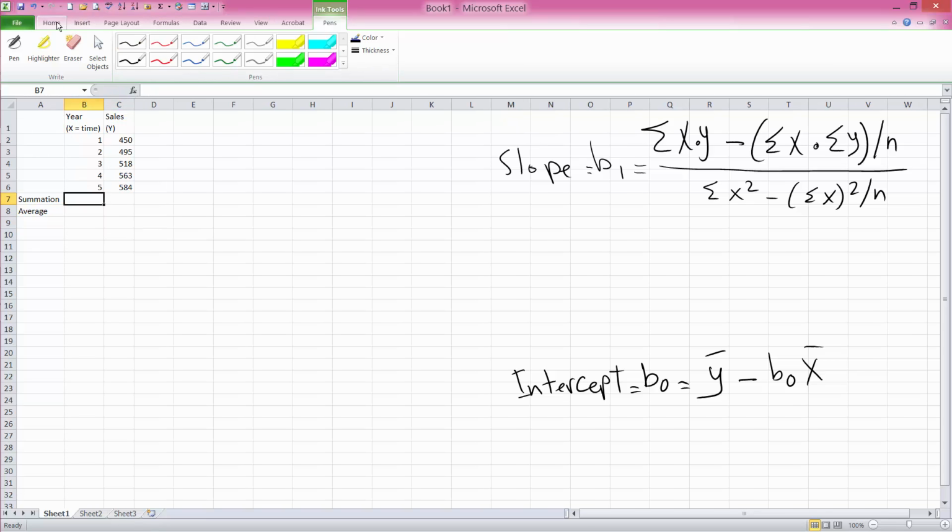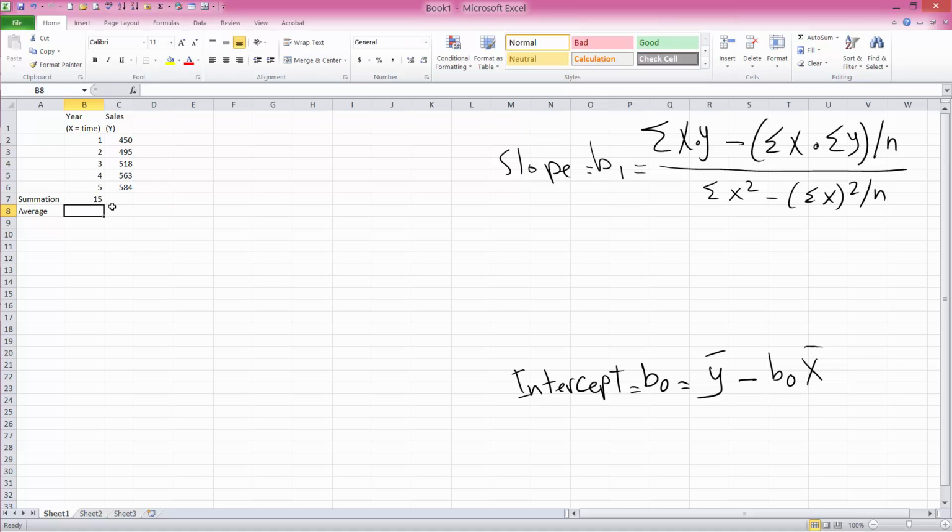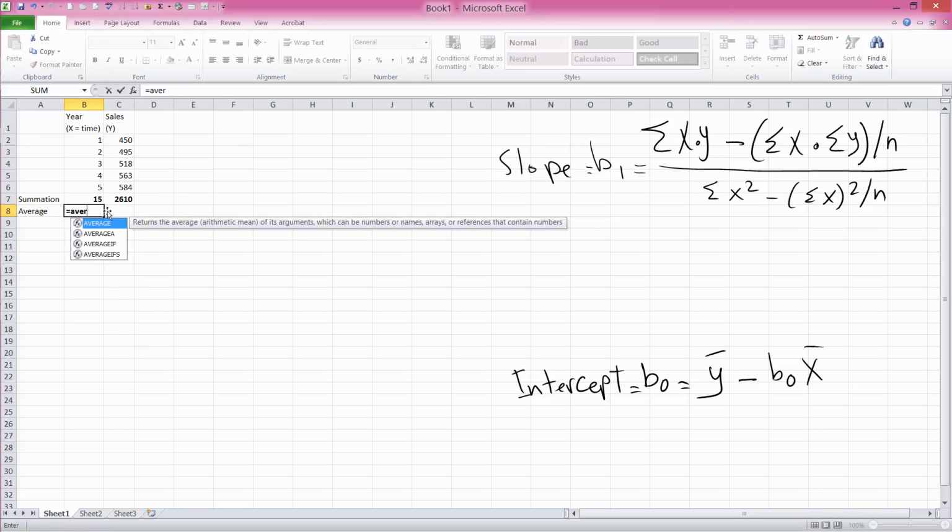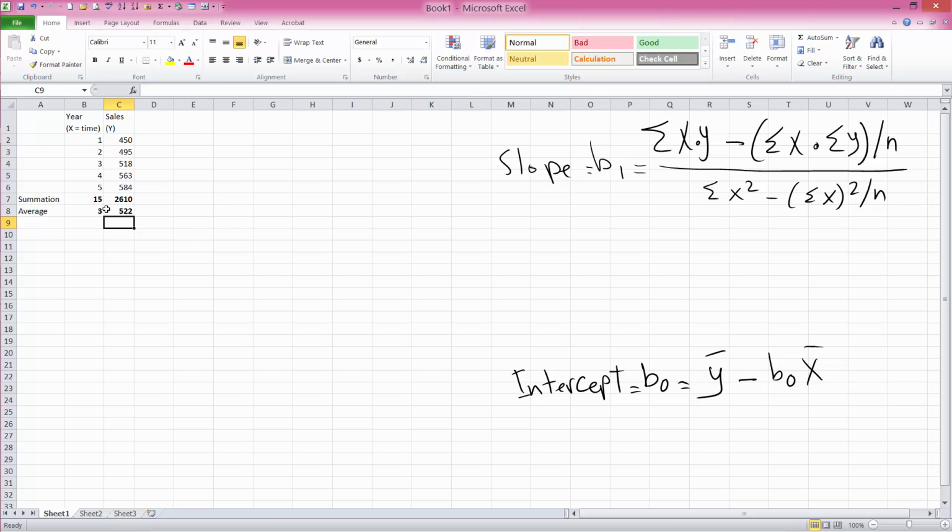So I will sum up x or time values, which happens to be 15, and I will also sum up the sales or the y values. I will also compute average x and average y values. Of course, these calculations you can do with your calculator, but to save time, I'm doing it over here with partial Excel and partial hand calculations.